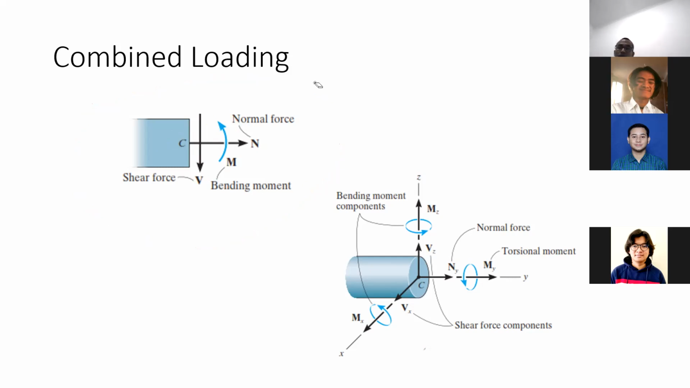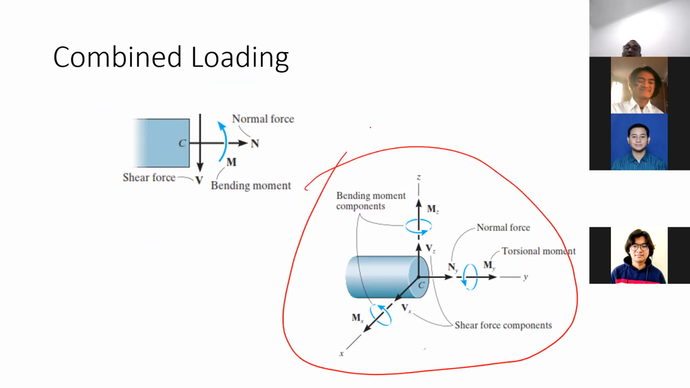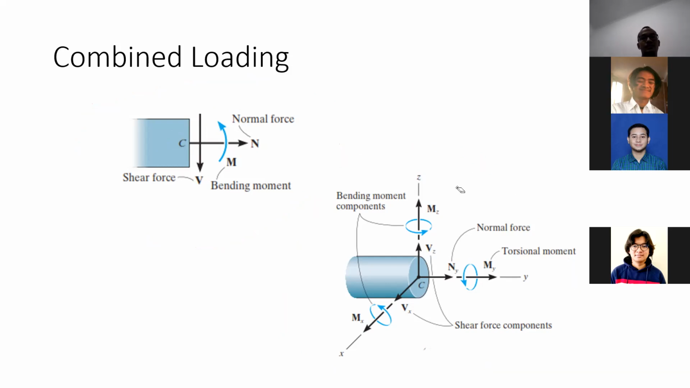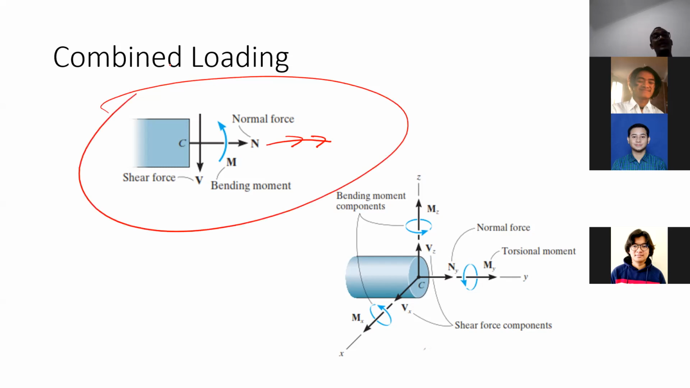And if we talk about the three-dimensional condition, this will be the complete condition. When we cut it, it will be the complete condition. Actually, this one is lacking one thing. There is a possibility that we have a torsion as well. So this is the complete one for the two-dimensional case. We have shear force, normal force, bending moment, and torsion.